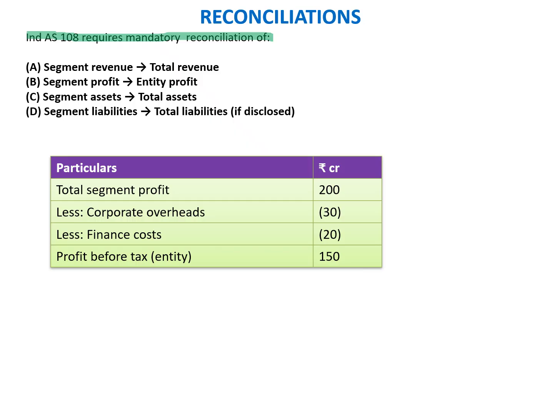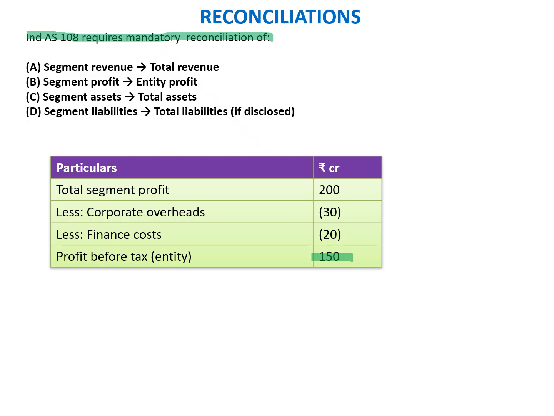For example, this is a quick reconciliation of profit, where total segment profit is 200. We have to deduct the corporate overheads and finance costs, arriving at the profit before tax at the end. This has to be disclosed separately so that users of financial statements can interpret how the total segment revenue adds up to the total profitability at the entity level. And similarly, we have to disclose the segment assets reconciliation, segment liability reconciliation, and the segment revenue reconciliation.